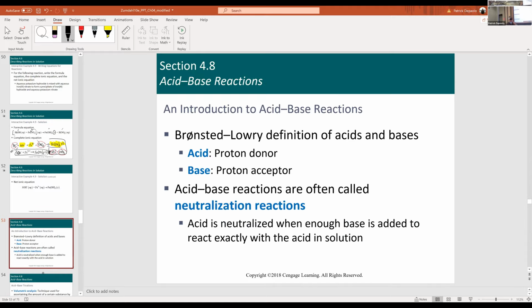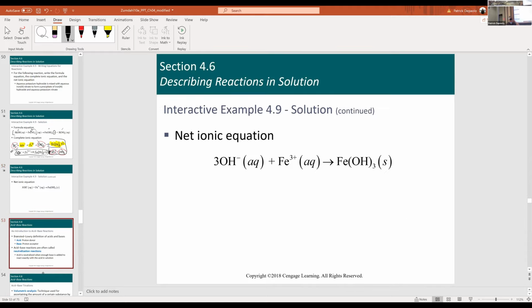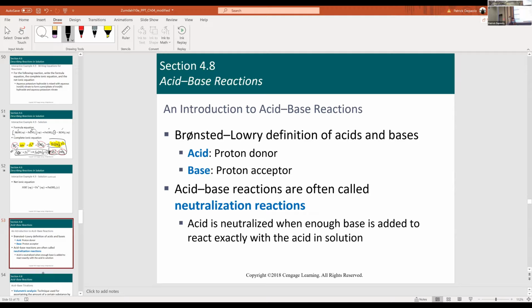Okay, cool. So now we're going to move on. Next thing, the second to last thing actually, is acid-base reactions. So then we go to oxidation reduction. So acid-base. Now, these two guys, Bronsted and Lowry, came up with a definition of acids and bases. An acid is a proton donor, and a base is a proton acceptor.